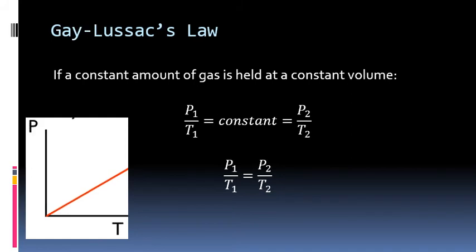A similar law to Charles' law would be Gay-Lussac's law. This is essentially valid when a certain amount of gas is held at constant volume, such that pressure divided by temperature of a gas always equals some constant value. Therefore, Gay-Lussac's law is simply pressure divided by temperature in one scenario will equal pressure divided by temperature in another scenario, or P1 over T1 equals P2 over T2.